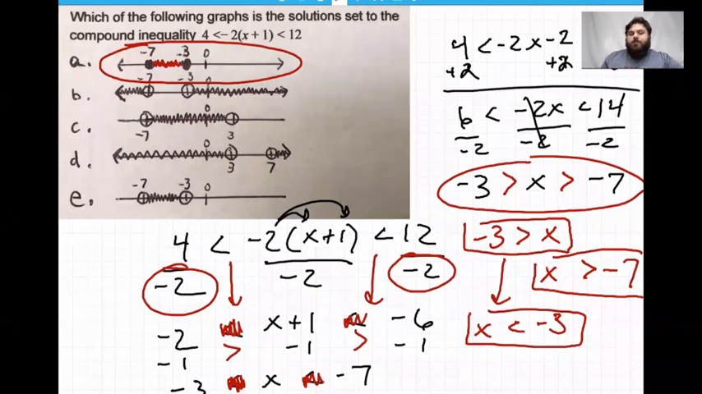Okay? If it had said x is less than negative 7 and x is greater than negative 3, then it would have looked like more like B.